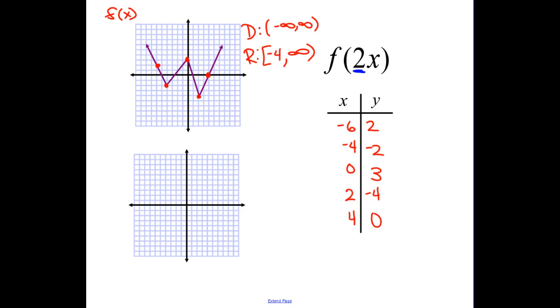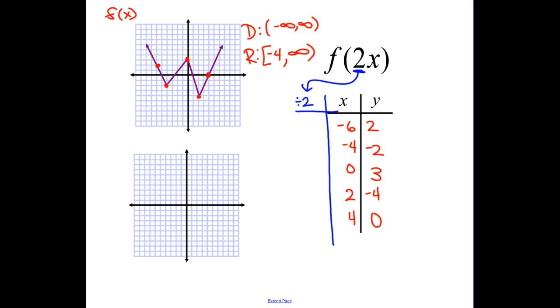Well, there's a 2 there. Is it affecting the y or the x's? Well, it's on the inside, so we know it's affecting the x values. And what's going to happen? Well, it's the opposite of what's going on there because it's horizontal, and you have to think opposite. It's going to be a horizontal shrink. So really, we're going to divide by 2.